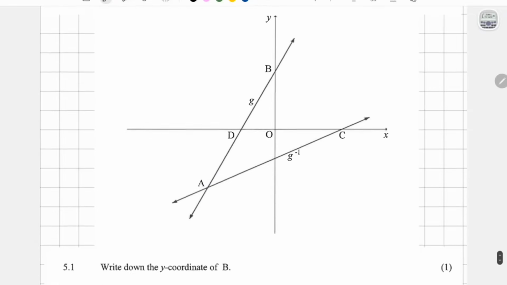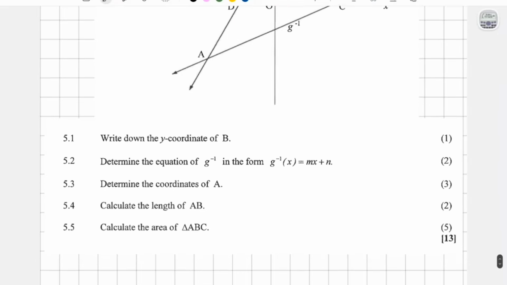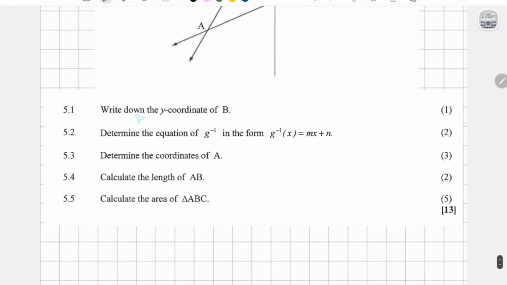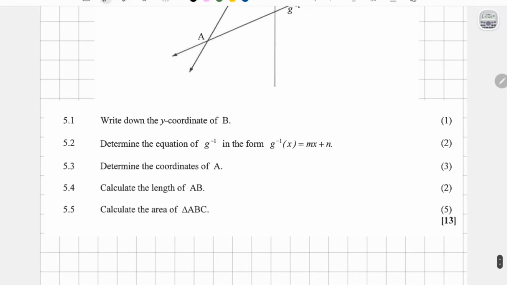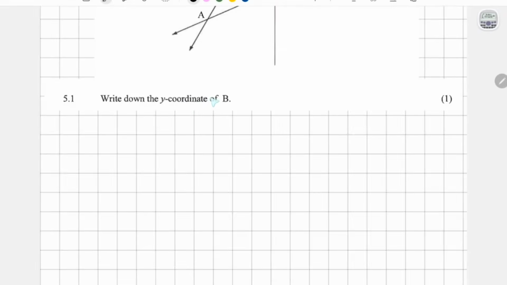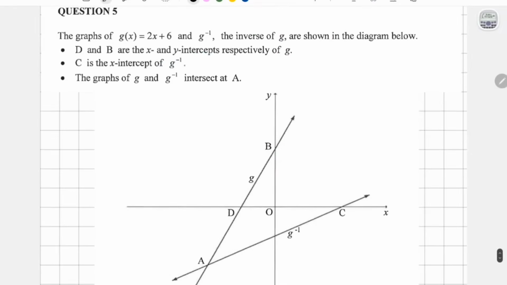So you see, your knowledge of inverses is going to help you a lot with inverse functions. The first question we have: write down the y coordinate of B. Let me just get rid of these ones because I just want to work on each question one by one. So they want the y coordinate of B. I'm already saying y is equal to, so let's see what B is. As you can see, B is on the y-axis, and it's on this graph of g. So it is the y-intercept, and they already told us that as well.